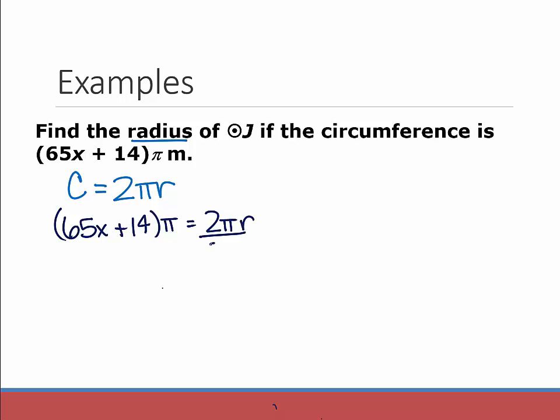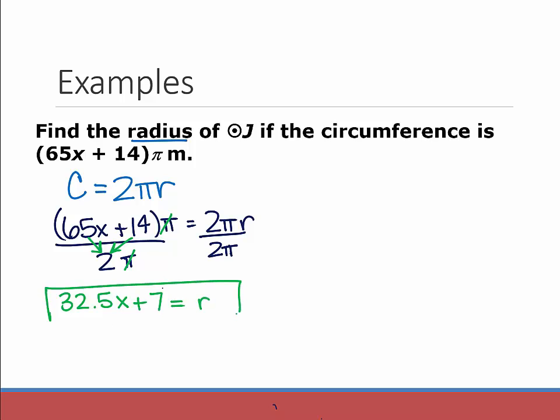So if I want to get the radius by itself, I need to divide both sides by 2 pi. And then that eliminates these pi's. And then I can divide both of these things by 2. So 65 cut in half is going to give us 32.5x, and 14 cut in half gives us 7. And that's what our radius is. And we should include units here. So it's 65.5x plus 7 inches is our radius.